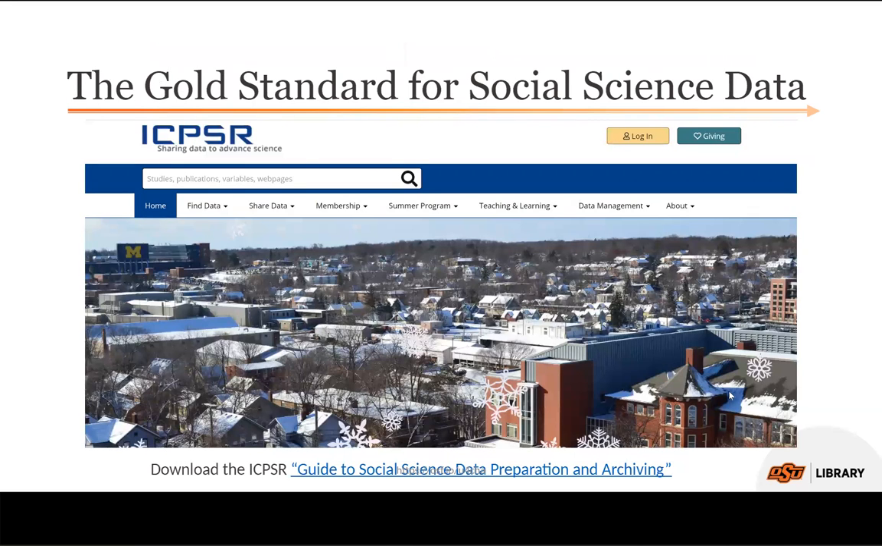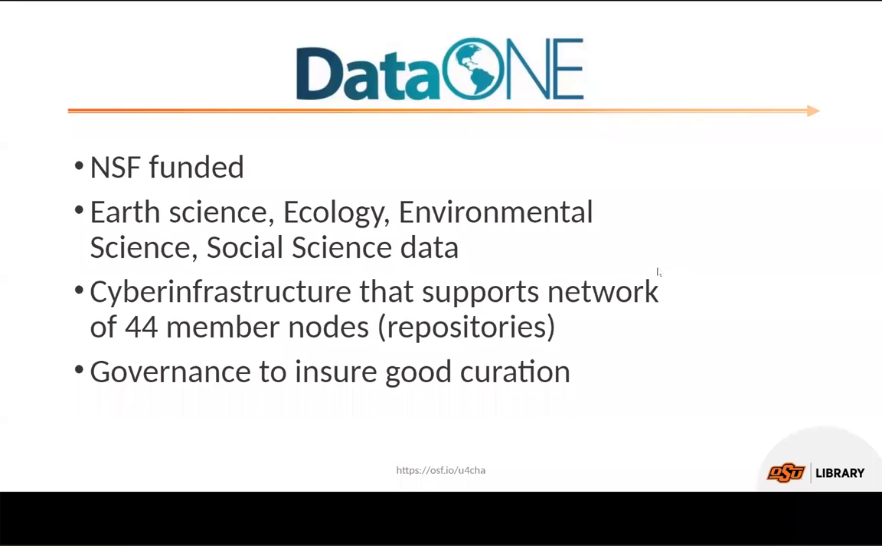Okay, I mentioned ICPSR. I'm referencing it here because I'd call it a hybrid. I would call it a generalist repository, but it's very much geared towards the social sciences and political science data and so on. You can see from the bar across the top all of the different options for materials that you can find there. So it's a really good resource.